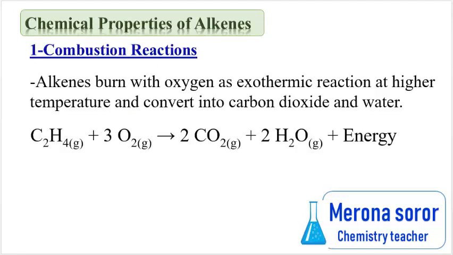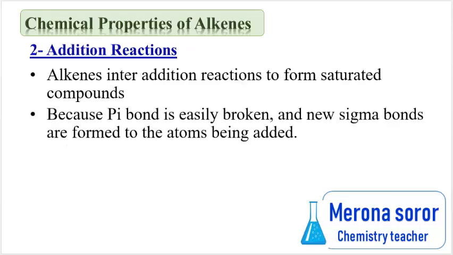Number 1. Combustion reaction. Alkenes burn with oxygen as an exothermic reaction at higher temperature and convert into carbon dioxide and water. As an example, C2H4 plus 3O2 gives 2CO2 plus 2H2O and energy. Addition reaction. Alkenes enter addition reactions to form saturated compounds because the pi bond is easily broken and new sigma bonds are formed to the atoms being added.